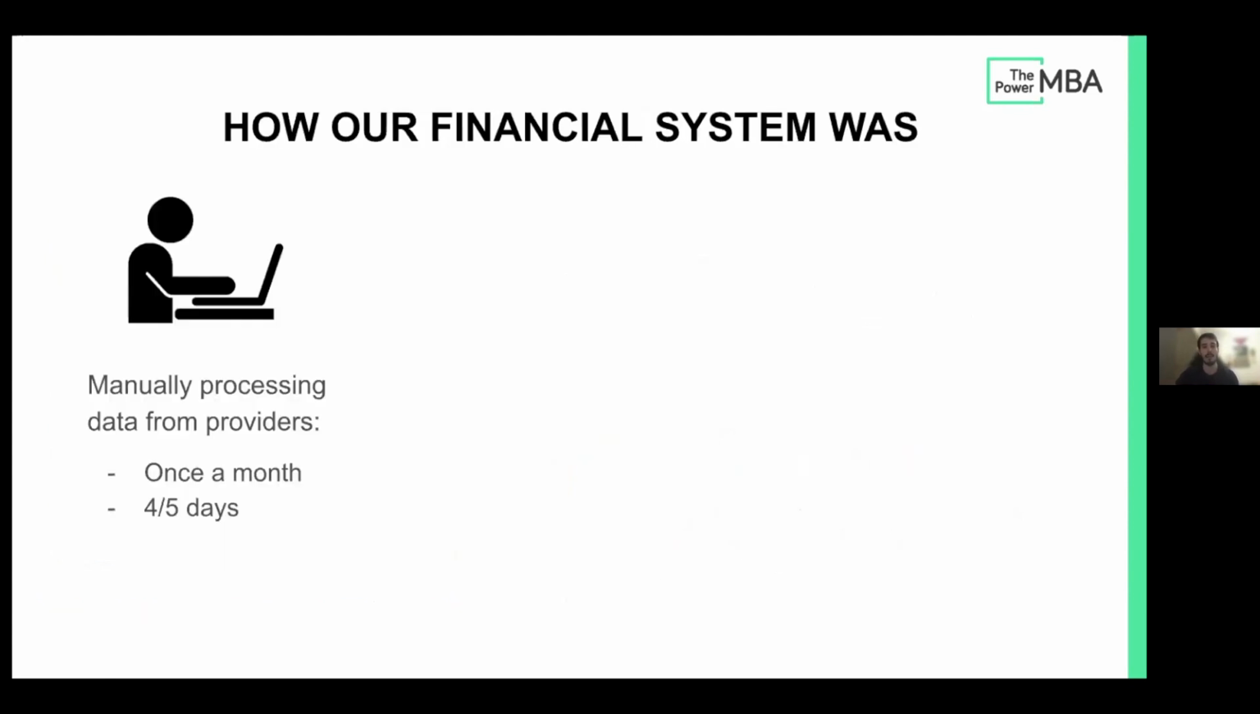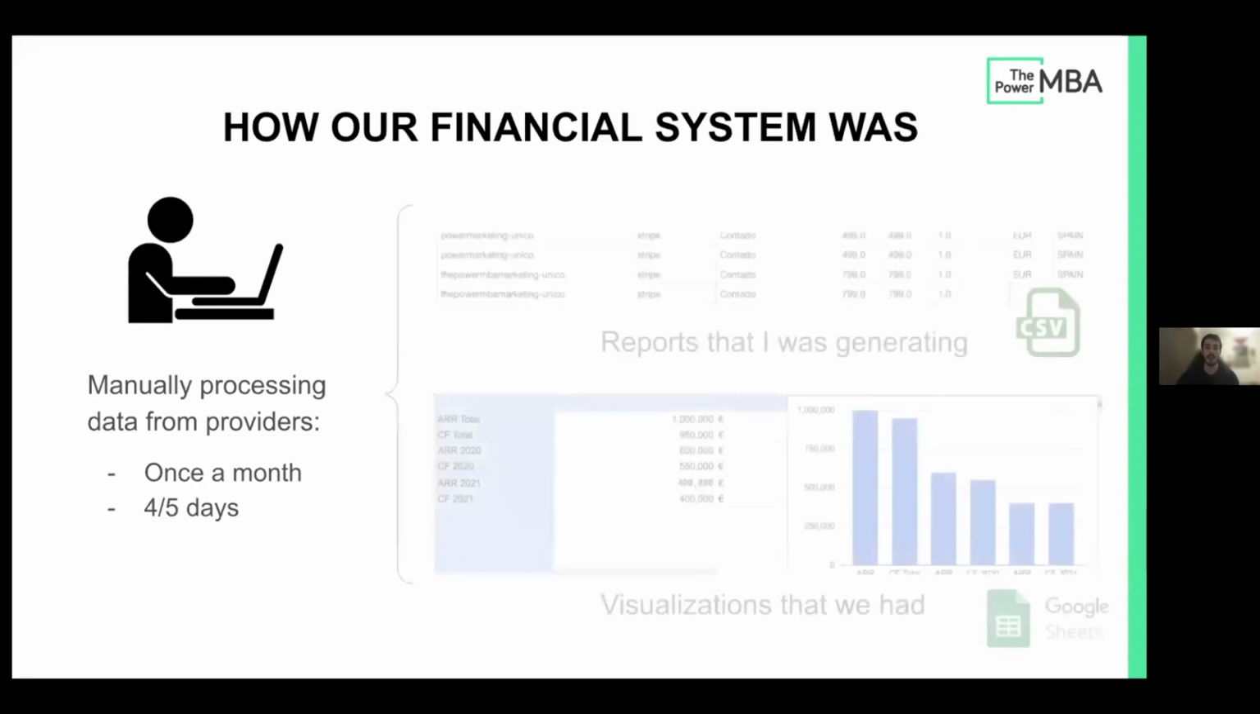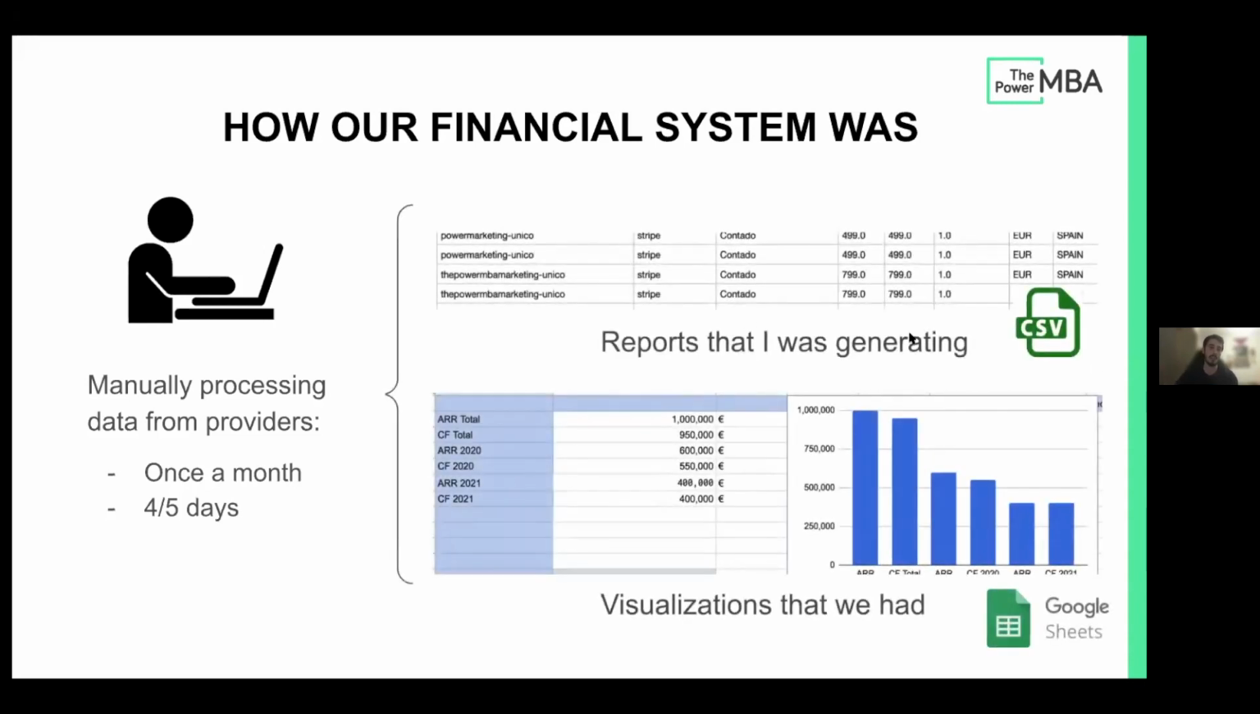Basically, the PowerMBA has had a brutal growth over the last year and a half, 2 years. So all the systems that we had were really old, like we needed to improve them. In this case, I'm going to talk about the financial system. Basically, at the end of the month, I had to give the revenue that we had generated over the last month. And to do that, I had to go from all the payment gateways, for example, PayPal, Checkout, Stripe, etc., getting all the reports in order to generate this report.